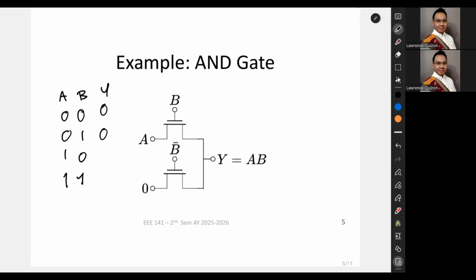Right? Next. If A was 1, no, but B was 0, then this is Y being shorted to 0. So it's also 0, right? Lastly, if A was 1 and B was 1, then Y is now shorted to A through this top path, which turns it into a 1. No? And so, this is a very compact logic that implements the AND gate. Remember, we used 4 transistors for the AND gate in CMOS, but we used only 2 here.